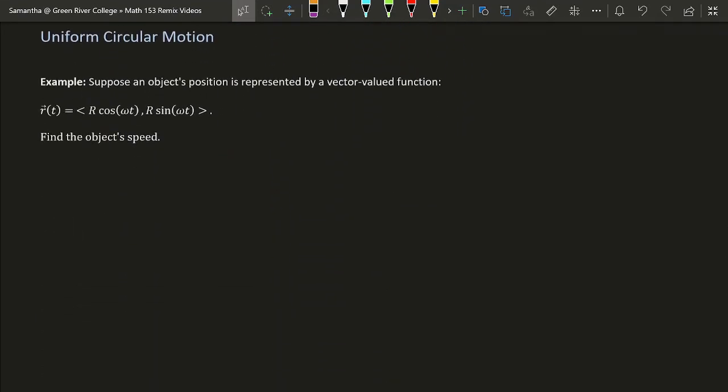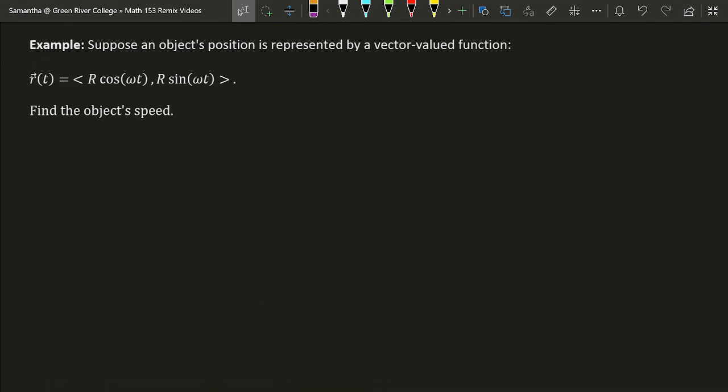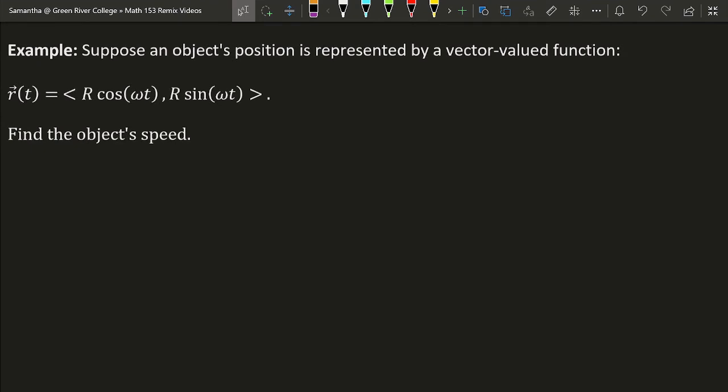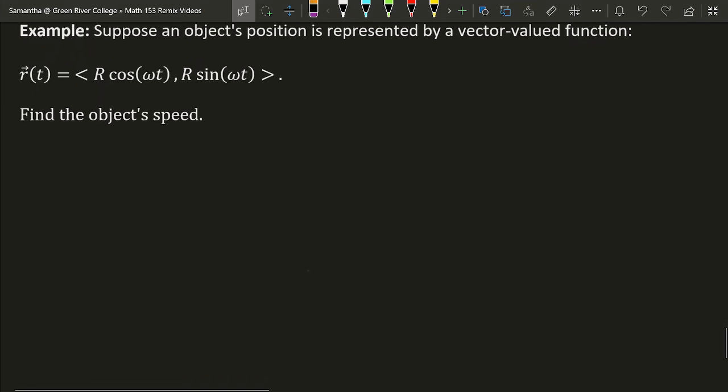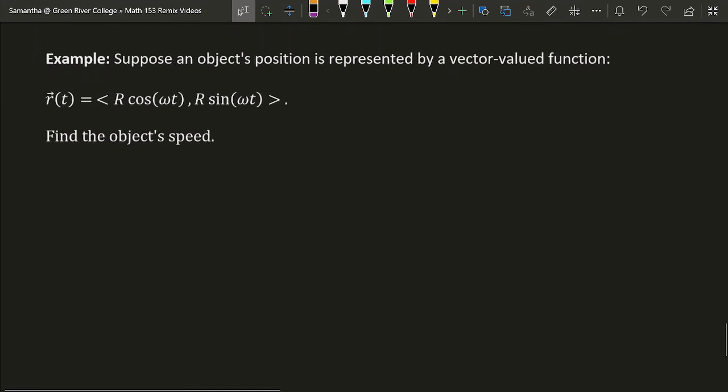For our final piece of investigation, let's go back to the case of uniform circular motion, which we know can be represented by the following vector-valued function: r cosine of omega t, r sine of omega t. In this situation, let's see if we can figure out a couple of different ways to figure out this object's speed.